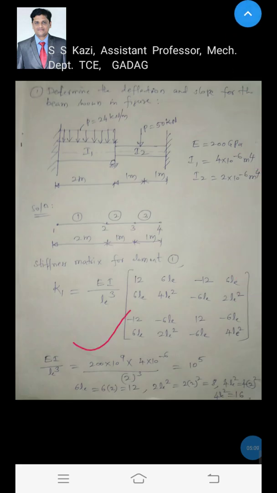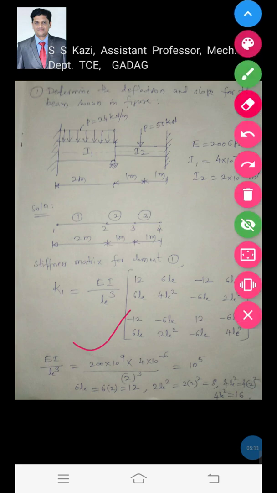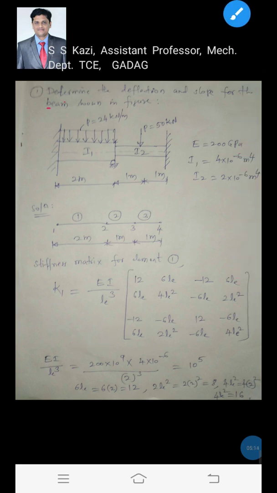Here I have considered a problem on a beam so that you will understand better. Now determine the deflection and slope for the beam shown in the figure. It is asked. Now in this beam, let us discretize this particular beam.